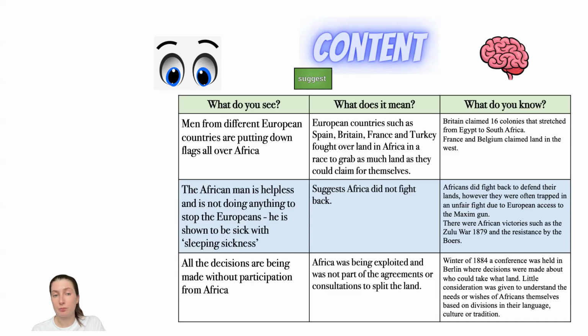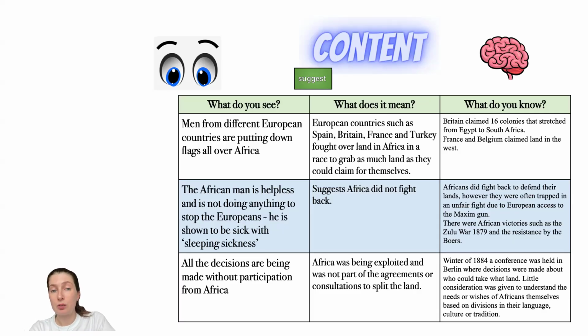I'm going to skip to the bottom one now. So all the decisions are being made without participation from Africa. This suggests that Africa was being exploited and was not part of the agreements or consultations to split the land. Exploited means being taken advantage of. From my knowledge, in the winter of 1884, a conference was held in Berlin where decisions were made about who could take what land. Little consideration was given to the understanding, needs, or wishes of Africans themselves, based on divisions in their language, culture, and traditions. So these decisions were made without their participation. This happened so many times throughout history, where decisions have been made by certain countries about other countries.